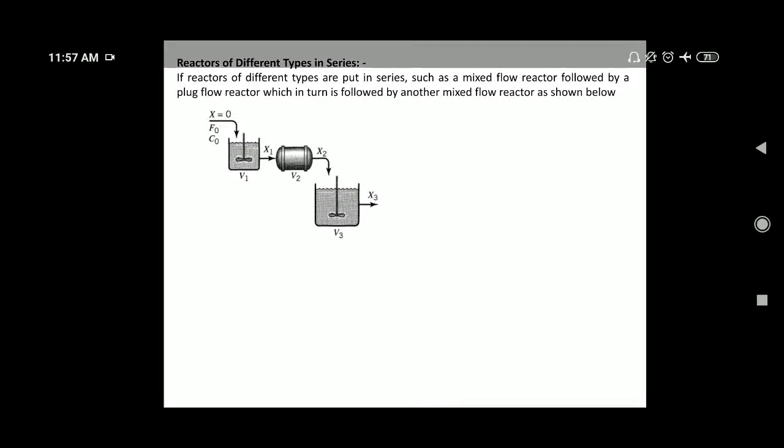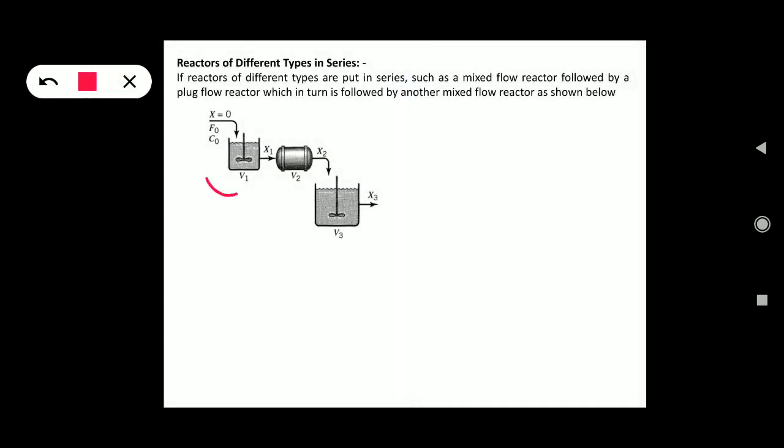So here we have one small mixed flow reactor, then we have a plug flow reactor, and then again we have a large mixed flow reactor. Many times in industries we have to use a combination of mixed flow reactor and plug flow reactor just to increase the conversion at the lowest or minimum possible volume. So here you can see we have three reactors in series.